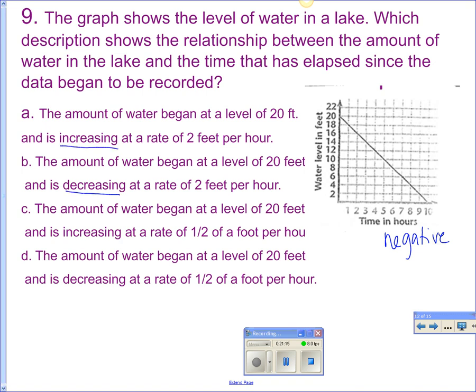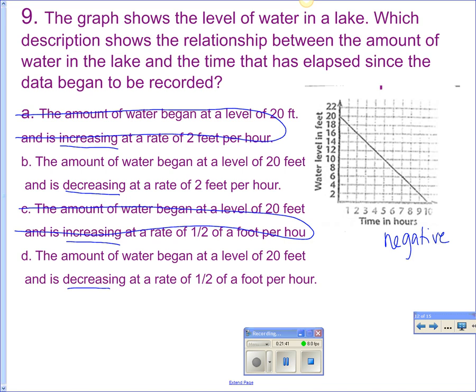Okay, so Louis says it's negative, so it has to be doing what? What does it have to be doing? Decreasing. So you can mark out C, and you can mark out A right off the bat. Just by one quick looking at the graph, you know it has to be decreasing. Okay? The amount of water began at a level of 20 feet. So they both say it starts at 20.